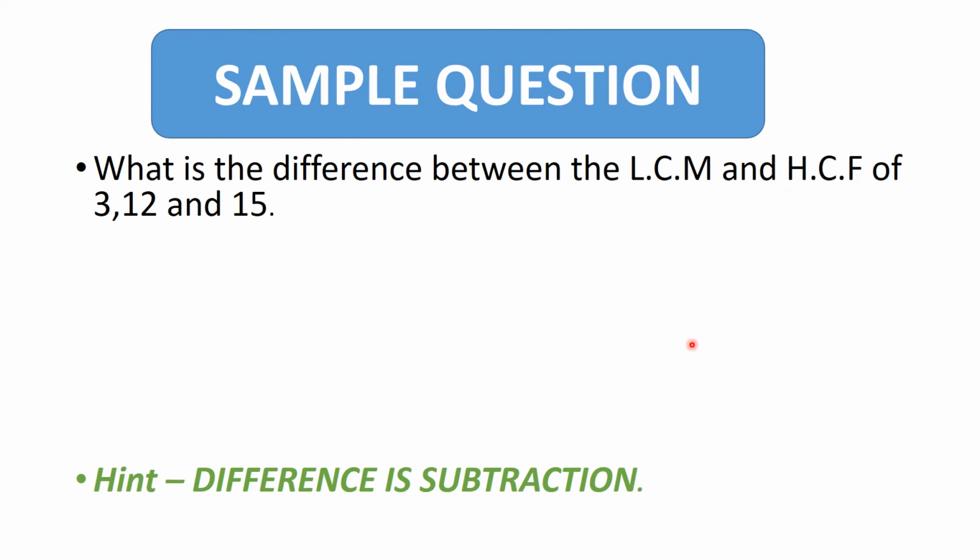When you get your two answers, find the difference, and the difference is subtraction. So subtract your GCD from your LCM, because the LCM is always higher than the GCD or HCF.